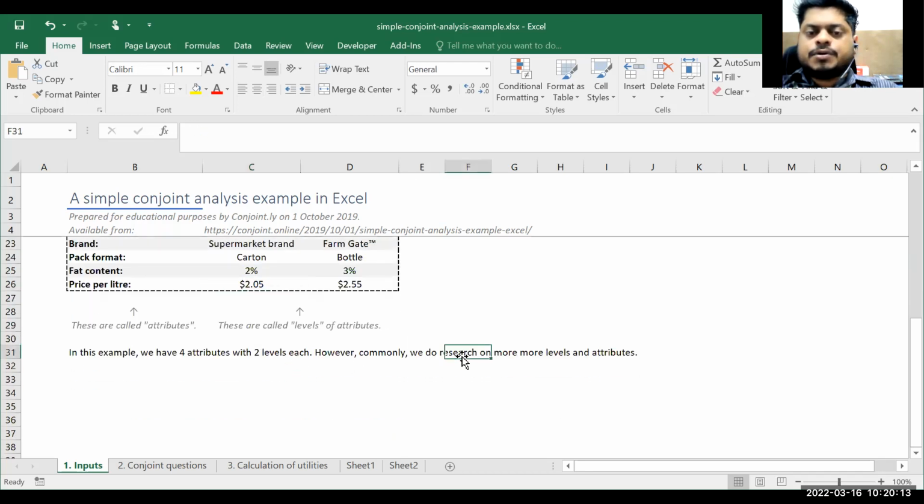However, if you see here, it is written that we have 4 attributes with 2 labels each. However, commonly we do research on more labels and attributes, which is the reality. Whenever you are comparing different products, it is not necessary that you are looking at only two brands. There might be 5 or 6 brands, 4 or 5 different price points, and different packaging also. So the number of product choices will increase in reality.